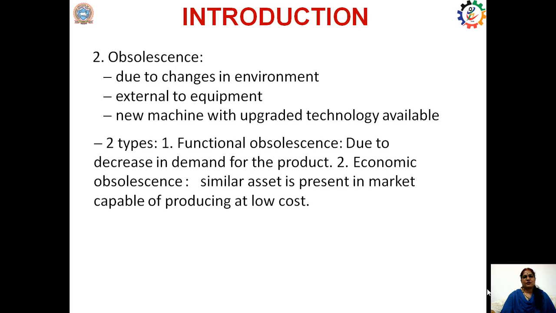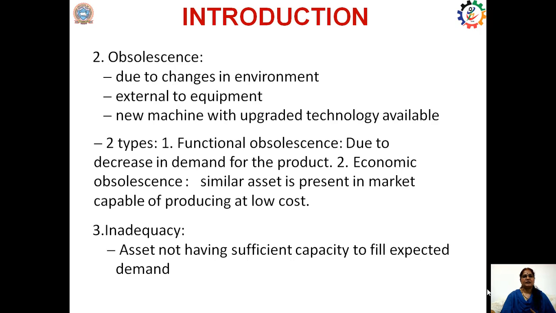There are two types of obsolescence problems. One is functional, due to decrease in demand for the product, and the other one is economic, where a similar asset is present in the market capable of producing at a lower cost. Third reason is inadequacy. Though the system is functioning fine, the demand has grown so much that the present equipment is not enough to produce. So it is not sufficient capacity-wise, hence it becomes inadequate and needs to be replaced.